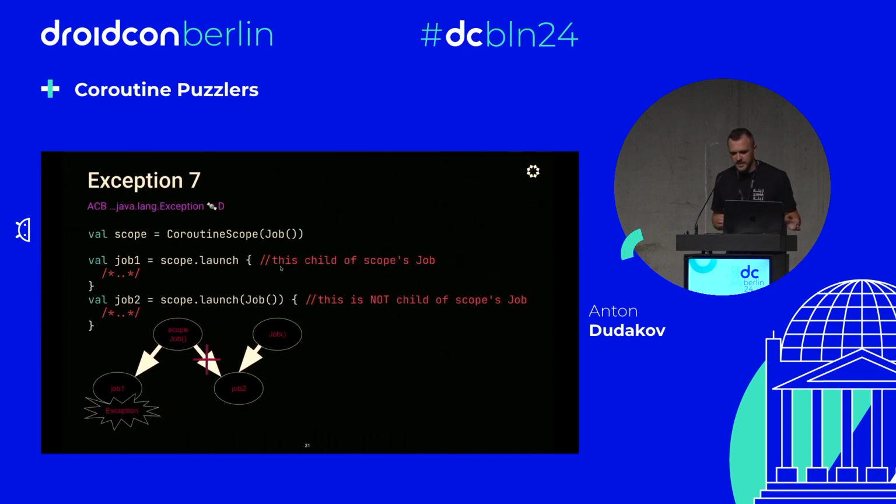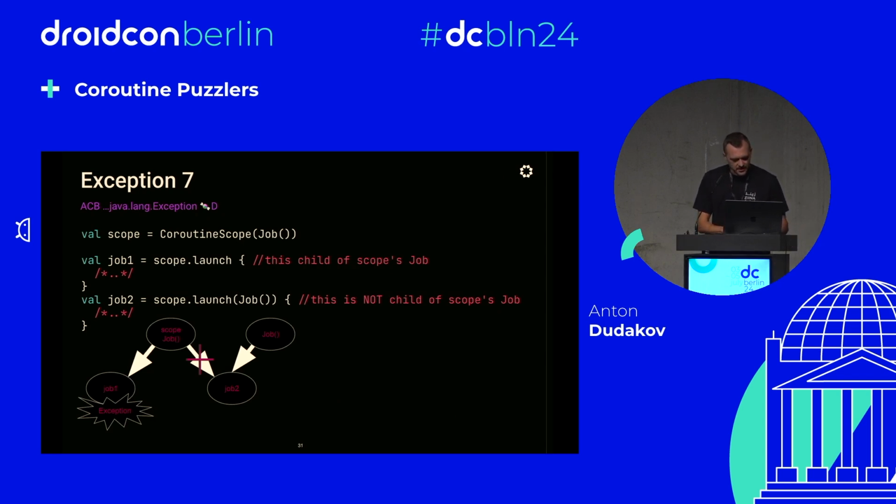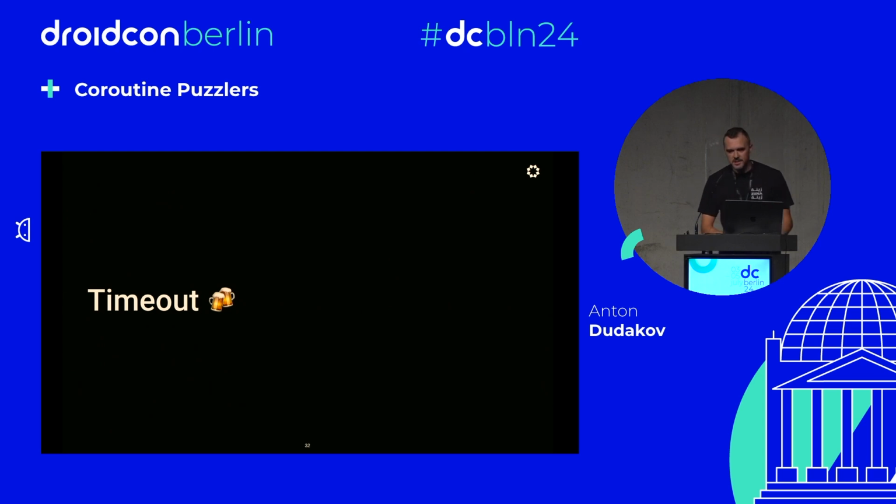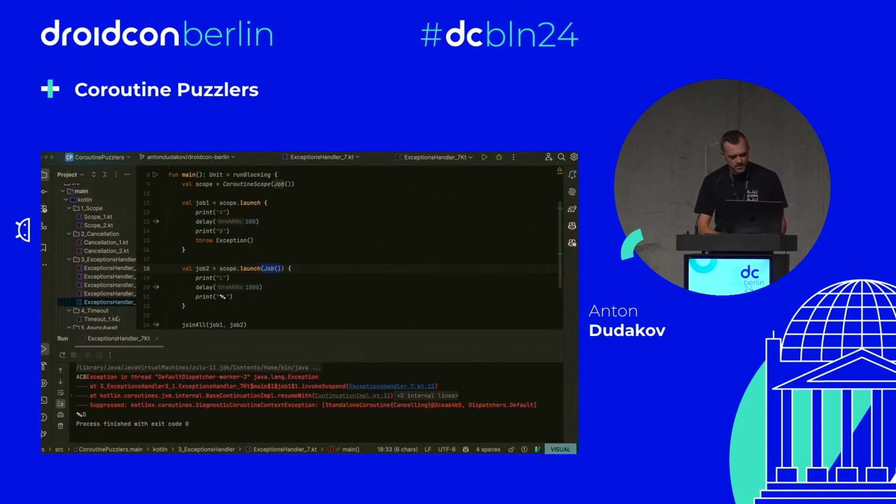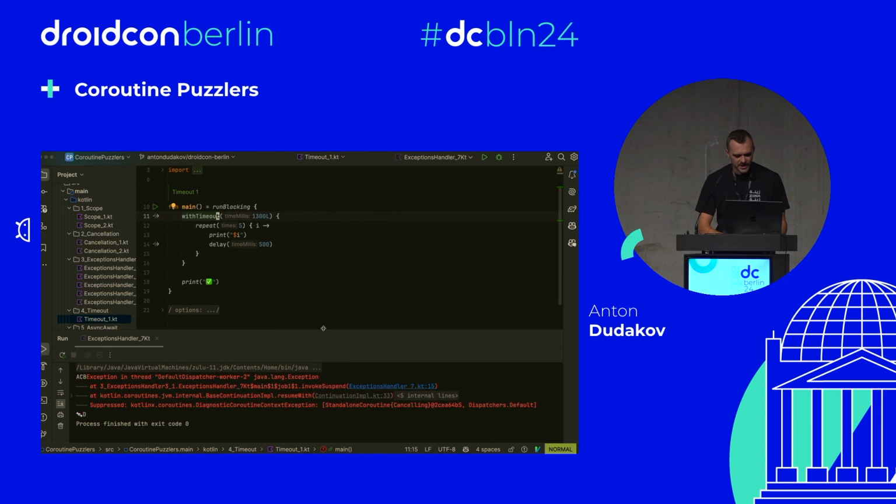On the schema, it looks like this. We created some scope with the job, and we launch one coroutine on this scope with that parent job, and the second coroutine we launch on another job. It means the exception does not go to the parent job, because it goes, but there is another parent job. Yeah, this is all about exceptions, and the next batch is one case, just one case.